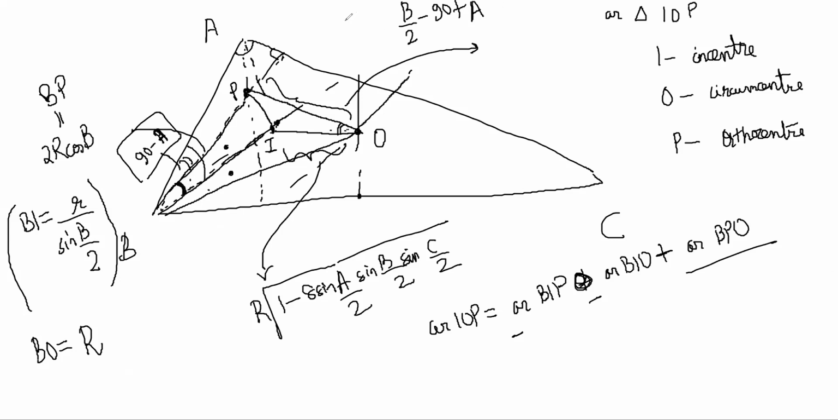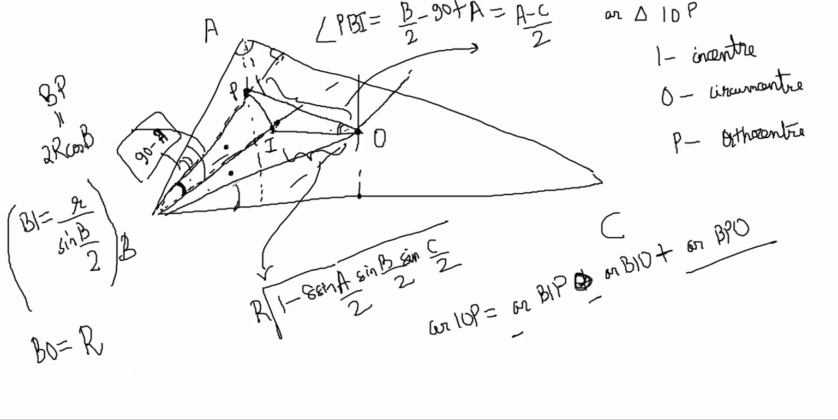So angle PBI is equal to this. So that is equal to B by 2 minus, A by 2 minus C by 2 in terms of the triangle angles. So B by 2 cancels, so it becomes A minus C by 2, right? Angle PBI. Angle IBO is also similarly found.